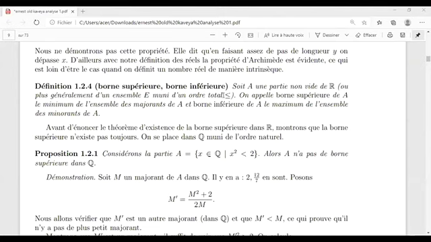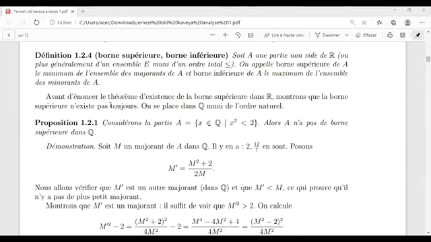If we have this, we have the right to have majorants and minorants. On appelle borne supérieure de A le minimum de l'ensemble des majorants. So the minimum of the majorants is what we call the bone supérieure, and the maximum of the minorants is what we call the bone inférieure. Very important thing to understand.